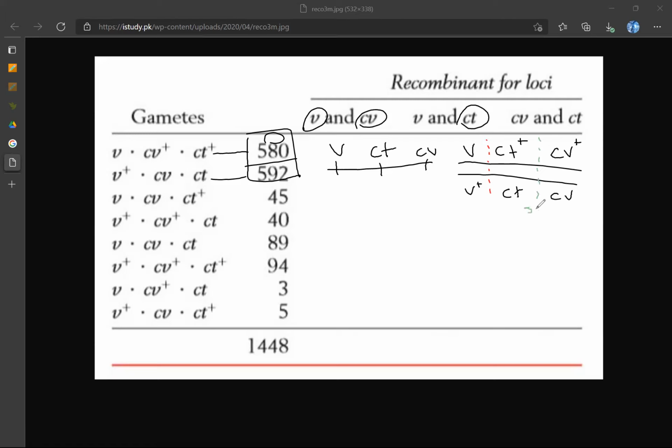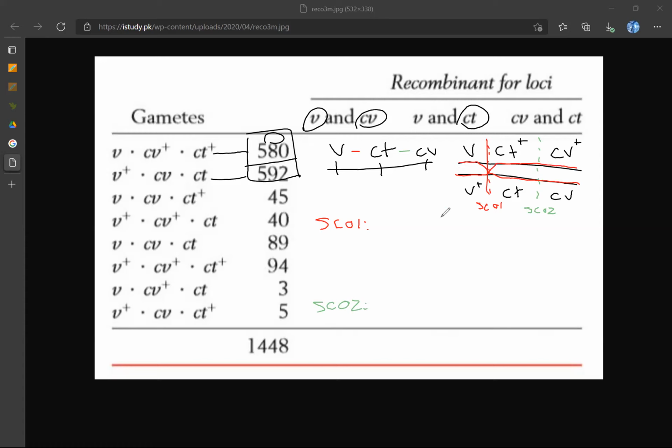So this is going to be our single crossover 2. And this one, our single crossover 1. So we need to find the distance between V and CT by finding the recombination frequency at the first locus. And then the distance between CT and CV with the second locus. So first locus. The first locus we'll see crossing over right here. And so we can write the cross.